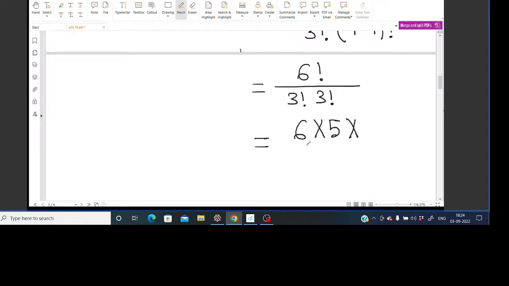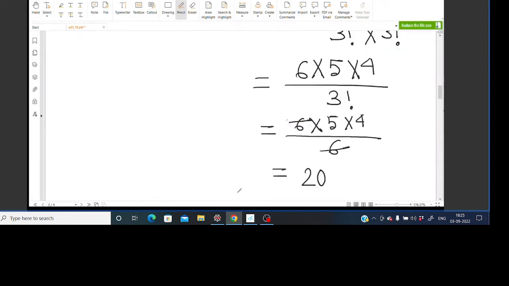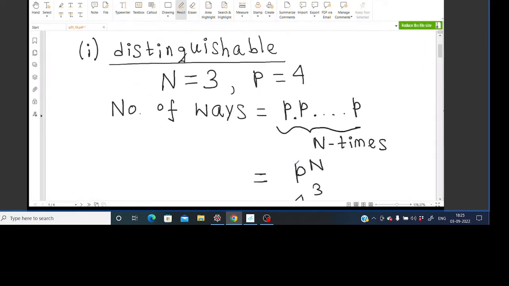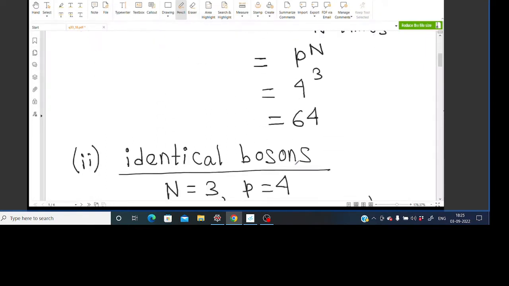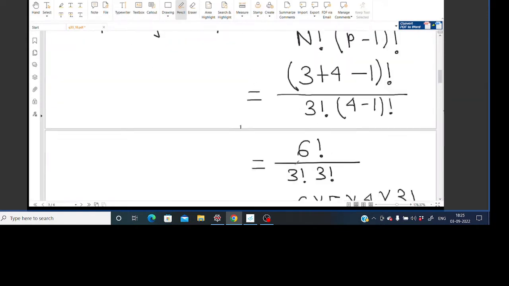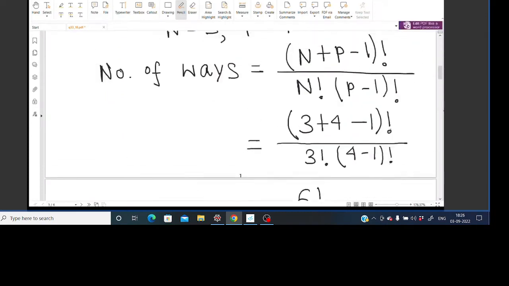Here 6! can be written as 6 into 5 into 4 into 3!. After some simplification, we get 6 into 5 into 4 by 3!. Now, this 3! is equal to 6. So, the number of ways the particles can be distributed if they are identical bosons is equal to 20. Thus, we have found that if the particles are distinguishable, they can be distributed in 64 ways, and if they are identical bosons, in 20 ways. So in this question, option C is correct. Thank you.